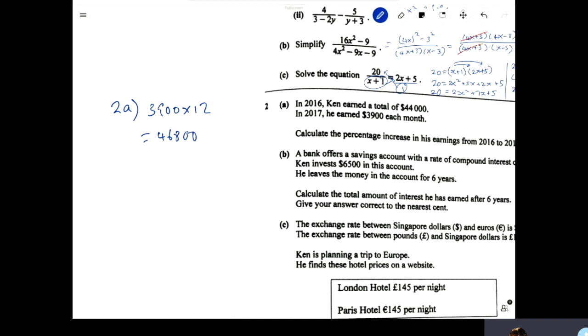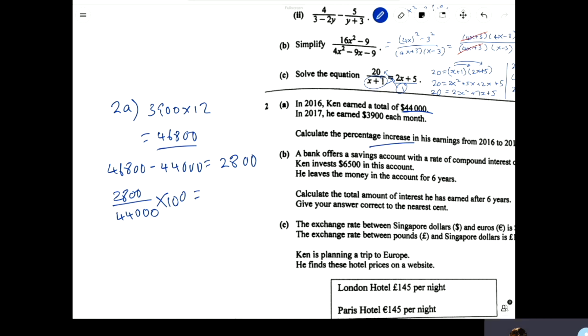Okay, so what's its original amount? 44,000. New amount 46,800. 46,800 minus 44,000 is 2,800. So they want to calculate percentage increase. So we take 2,800 divided by the original amount 44,000. Okay, so we need times 100, because that's the percentage increase.